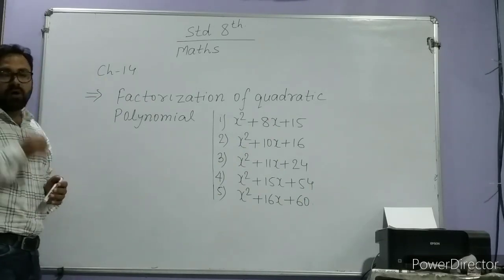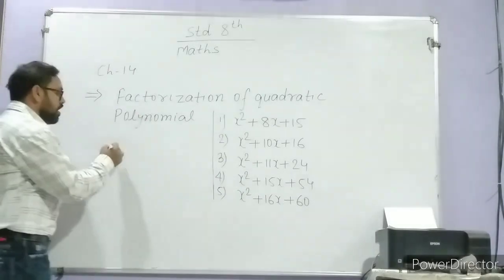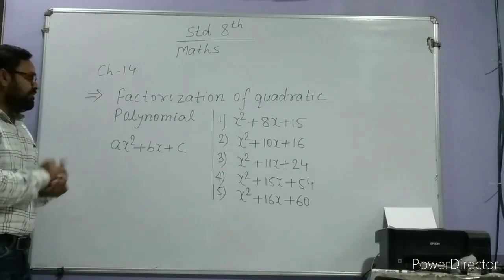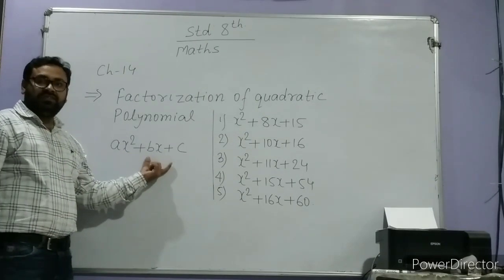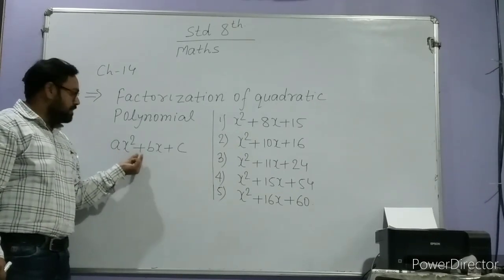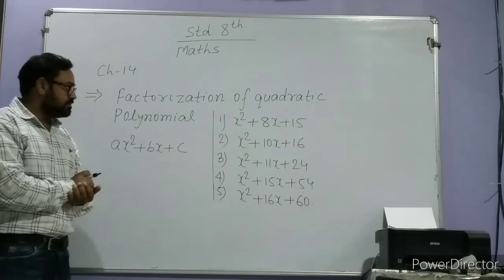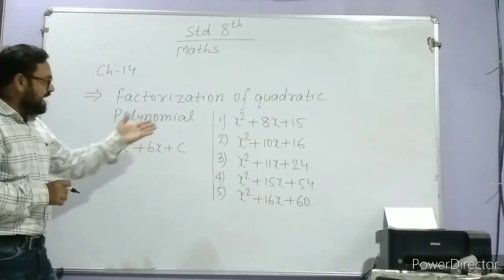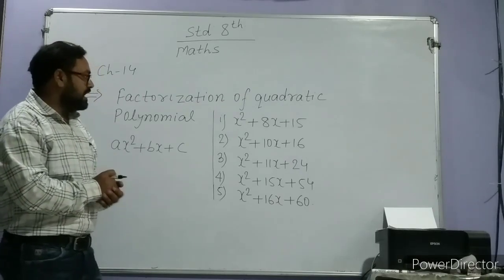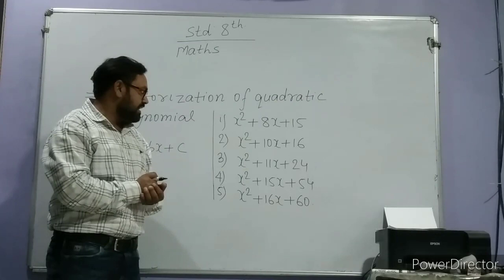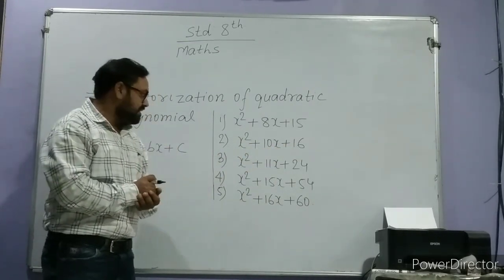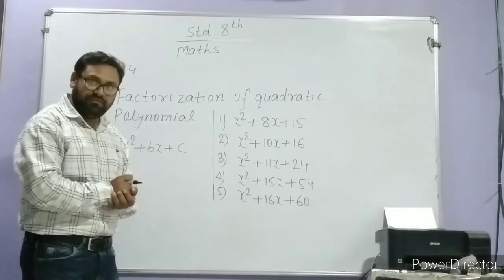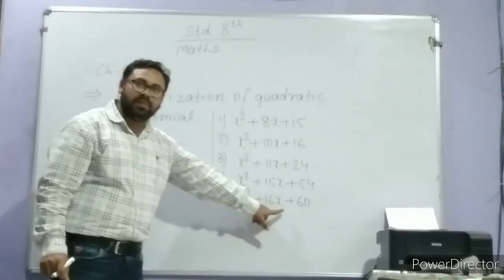Quadratic polynomials are those polynomials which are in the form of ax square plus bx plus c. If you see a polynomial in the form of ax square plus bx plus c, then that polynomial is known as a quadratic polynomial. I have taken some examples of quadratic polynomials like x square plus 8x plus 15, x square plus 10x plus 16, x square plus 11x plus 24, x square plus 15x plus 54, x square plus 16x plus 60.